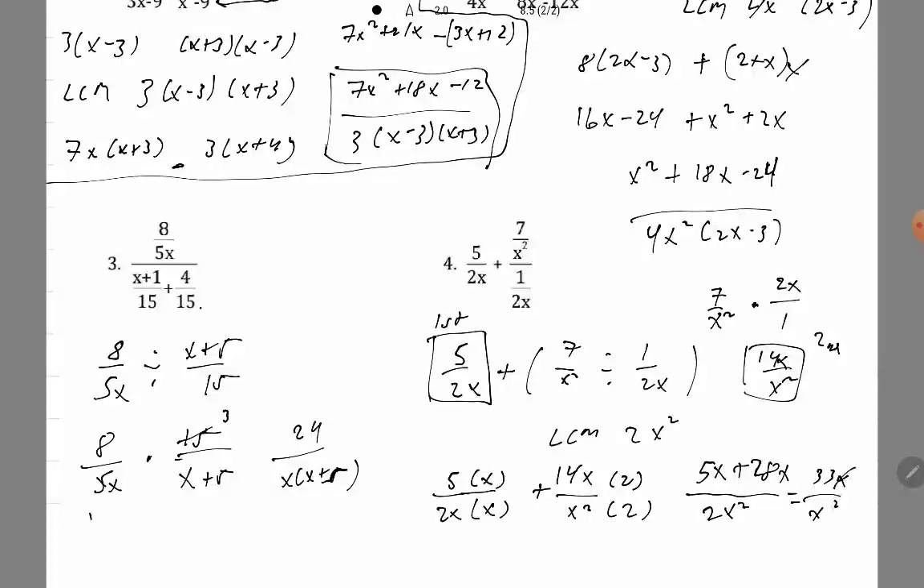And then cancel. I guess I could have canceled those x's a while back, actually. So this 14x over x squared, could have canceled that. So my actual lowest common multiple was actually just 2x. And that would have made it slightly easier, but that's fine.